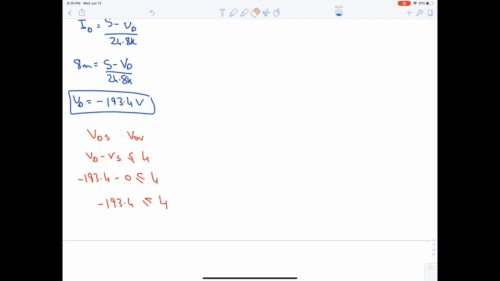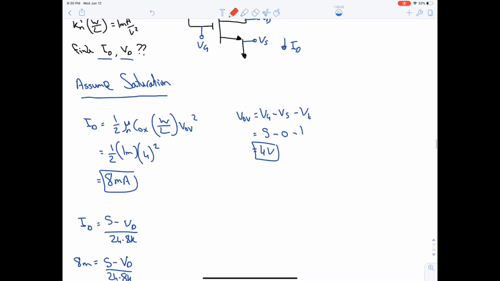I always make mistakes with this. Greater than, greater than, greater than, greater than. Is this correct? No, it's not. Therefore, not saturation. Therefore, triode. Okay? Now, let's solve it again with triode.